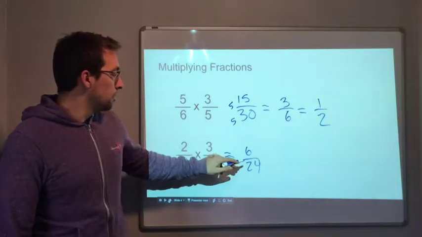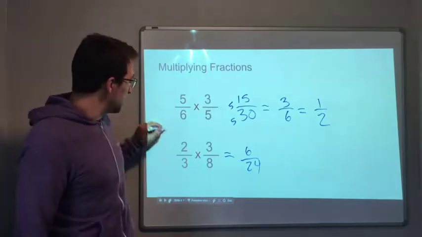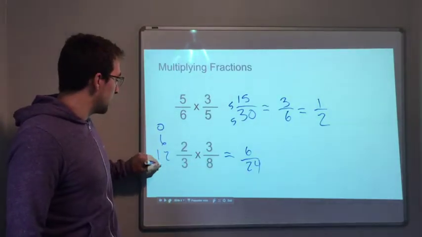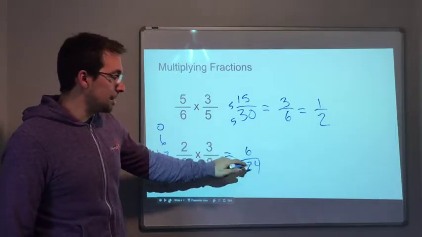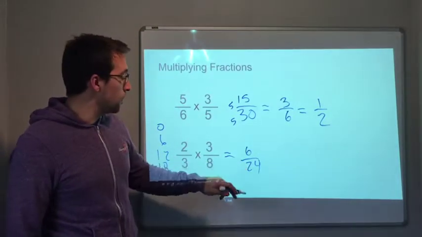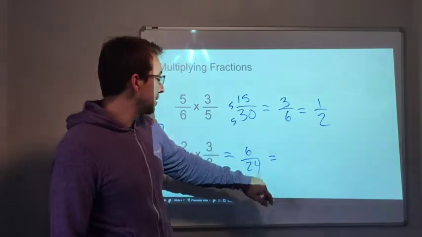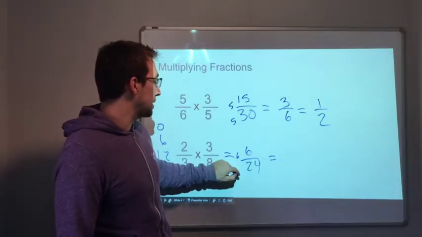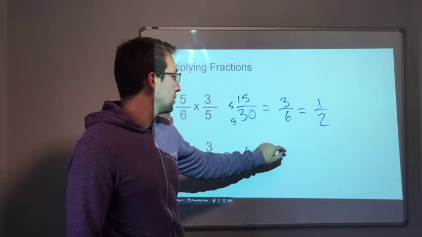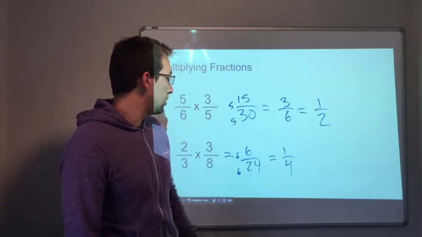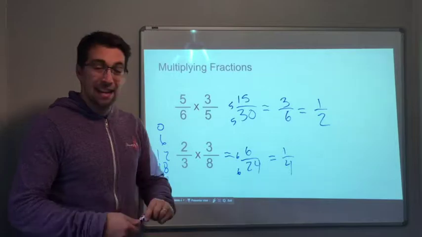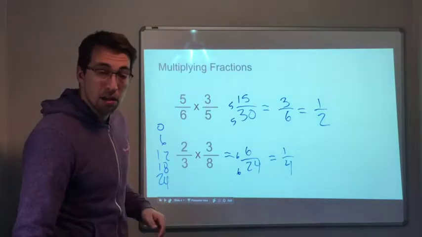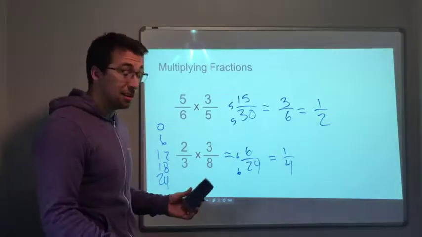All right. And 3 times 8 is 24. Oh, look. If we look at multiples, right? 0, 6, 12, 18, 24. So 6 is a factor of 24. So we can divide them both by 6. 6 divided by 6, 24 divided by 6. So 1/4. That's it. That is multiplying fractions. And then we have to simplify at the end. Sometimes we simplify at the beginning and at the end.